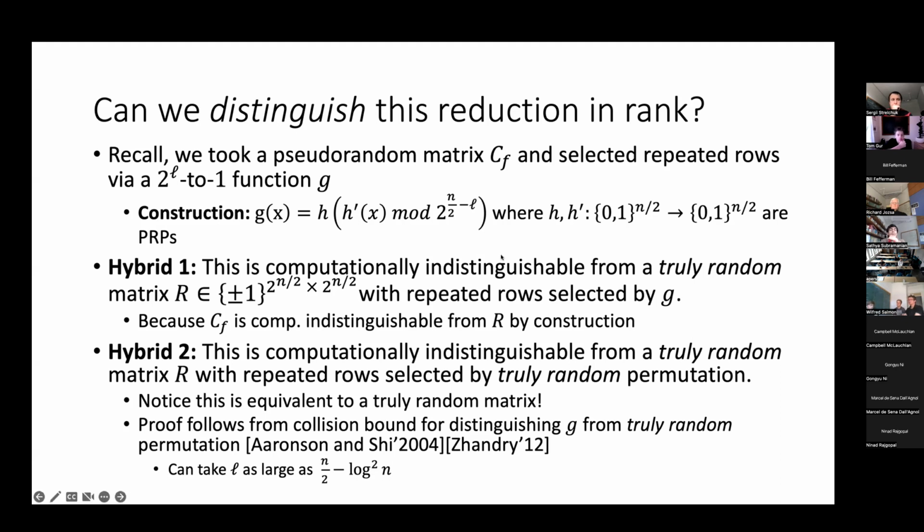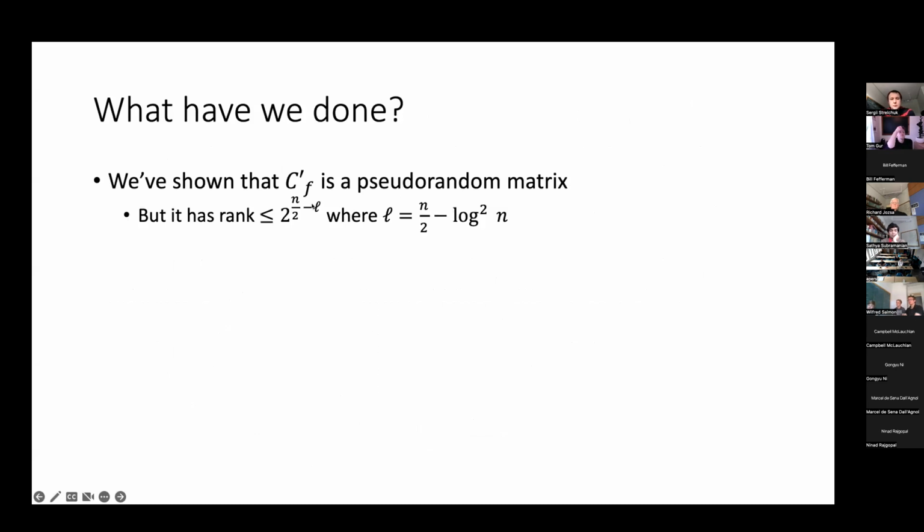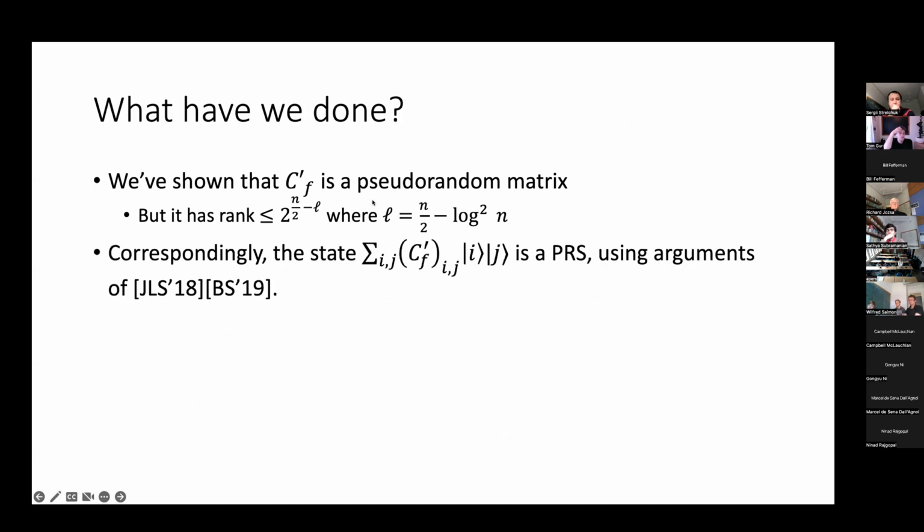Okay, let me just continue, and of course you can always ask questions at the end. So what have we done? Well, we've shown that this new matrix with repeated rows is a pseudo-random matrix, but it has really small rank. It has rank 2 to the n over 2 minus L, where L is equal to n over 2 minus log squared n, so that the n over 2's cancel and you get 2 to the log squared n.